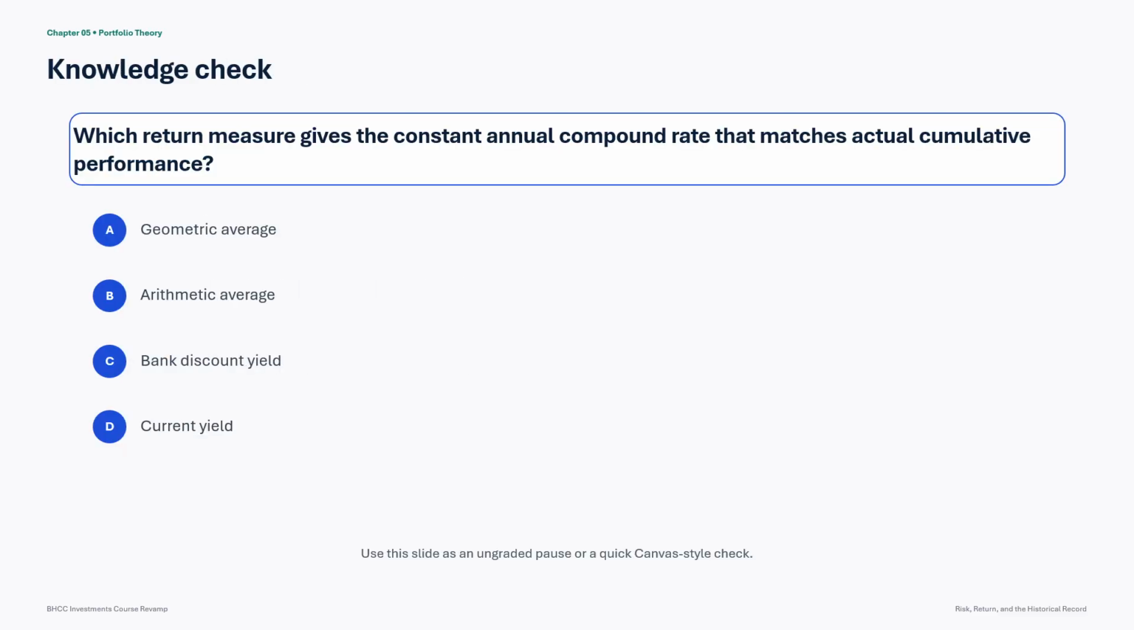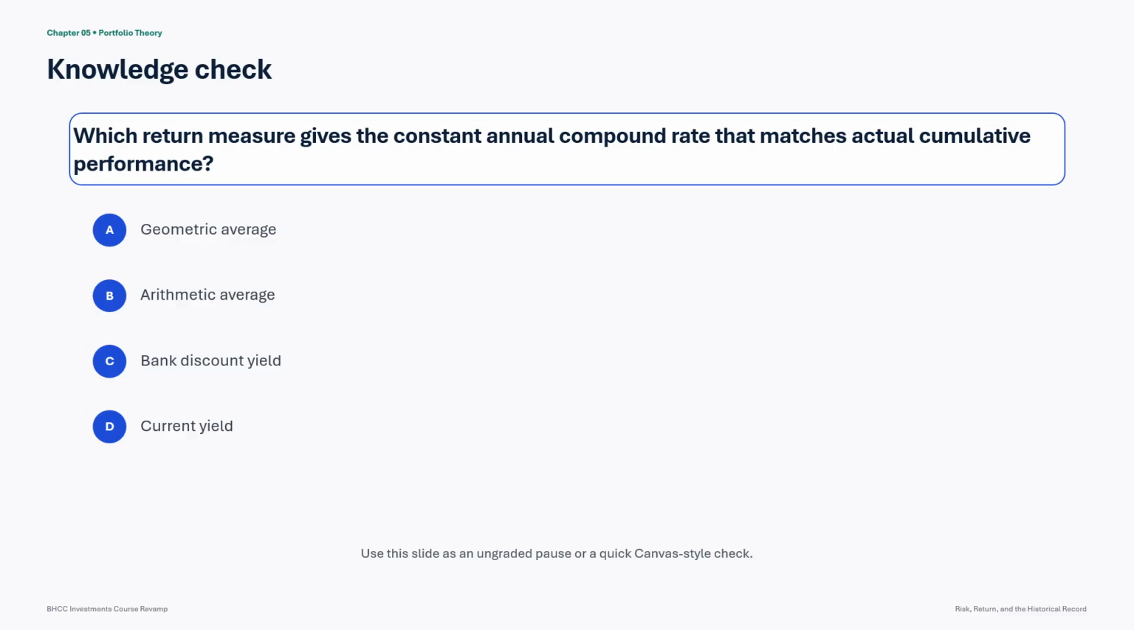Here's the knowledge check. Which return measure gives the constant annual compound rate that matches actual cumulative performance? The correct answer is A, the geometric average. The geometric average is built from the full sequence of returns and produces the same ending wealth as that sequence. It is therefore the appropriate measure when we want to describe compound growth across multiple periods.